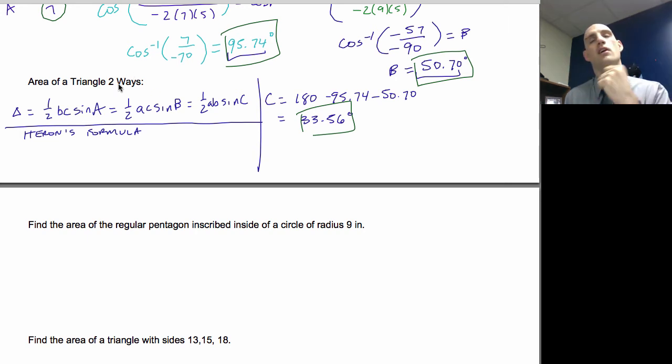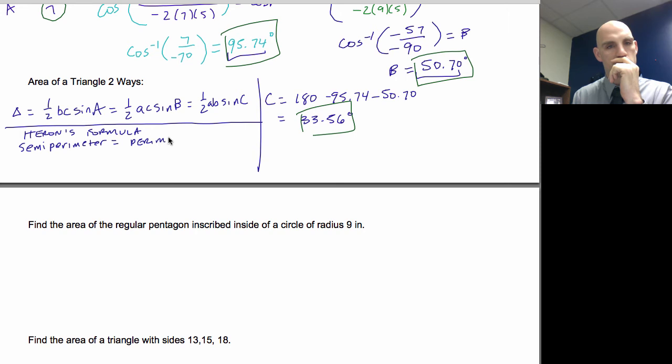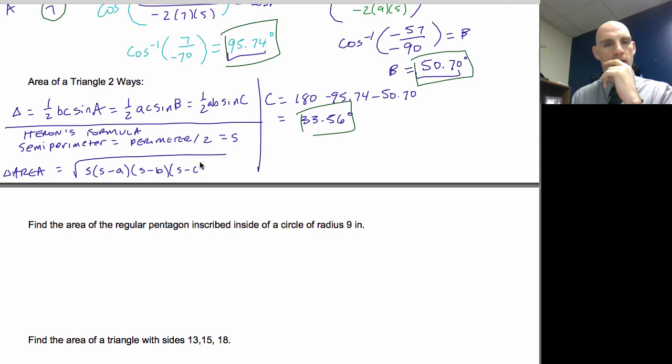And Heron's formula involves something called semi-perimeter. Well, semi means half, so like, you know, semi-annually or semicircle. So the semi-perimeter is the perimeter divided by 2. So I take all 3 sides, divide by 2. And Heron's formula says that the area of a triangle equals the square root of, and actually I should note this, semi-perimeter is going to be equal to S, little s. The semi-perimeter times the semi-perimeter minus A times the semi-perimeter minus B times the semi-perimeter minus C.